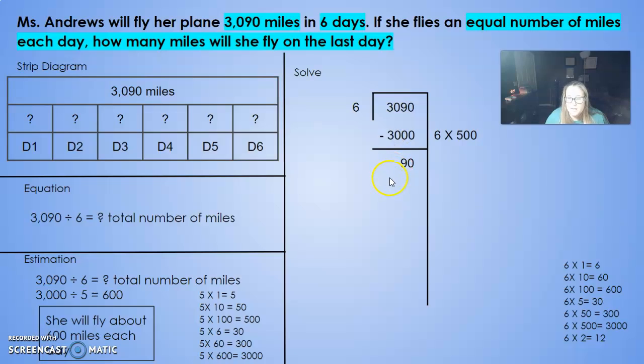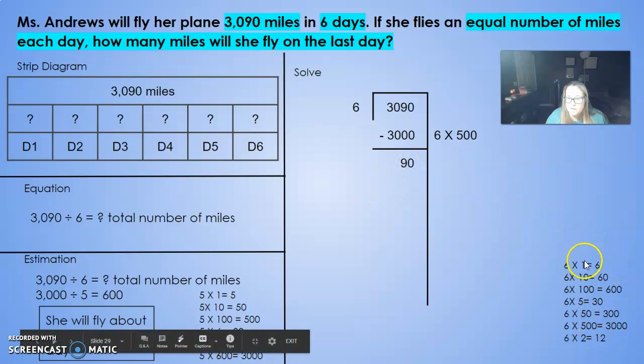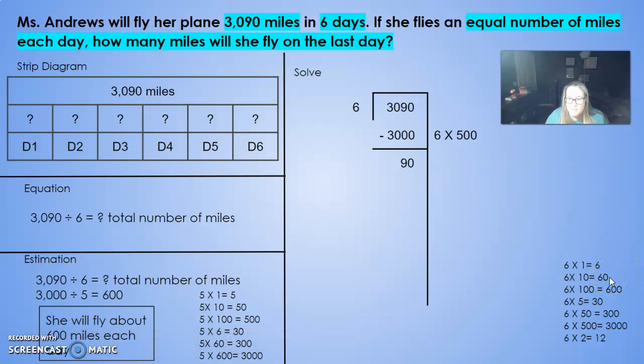So now I'm going to look at my numbers again, and I'm going to see which one is the closest to 90. So if I look really quick, the first one that I see that's closest to 90 is 60. And the way that I make 60 is 6 times 10. So I'm going to write 60 underneath my 90 and 6 times 10 on this side. And then I'm going to subtract. 90 minus 60 is 30.